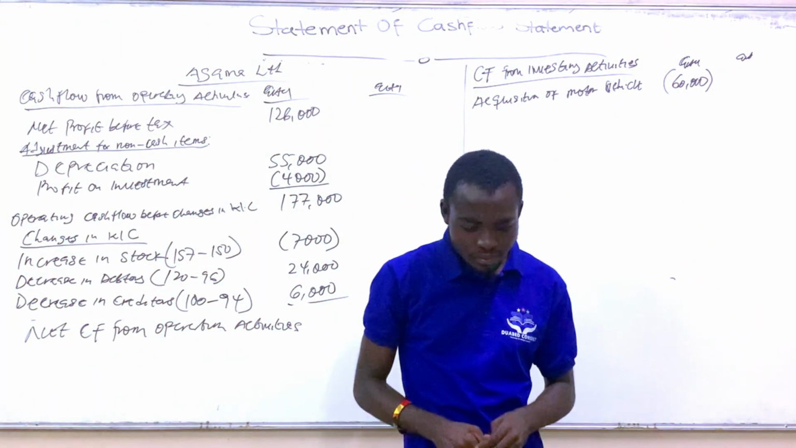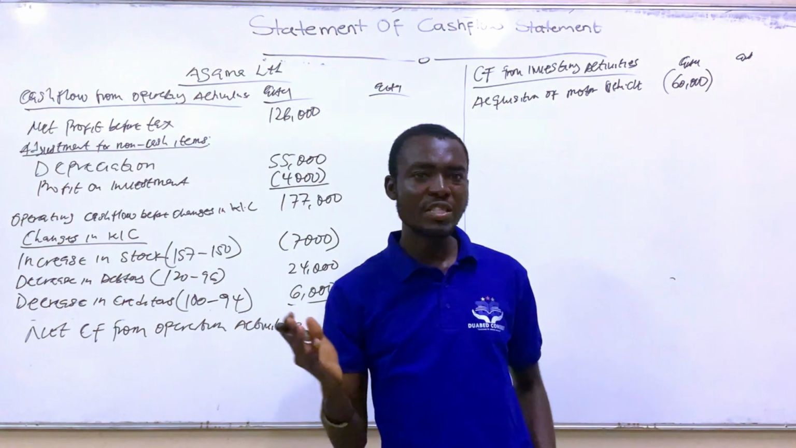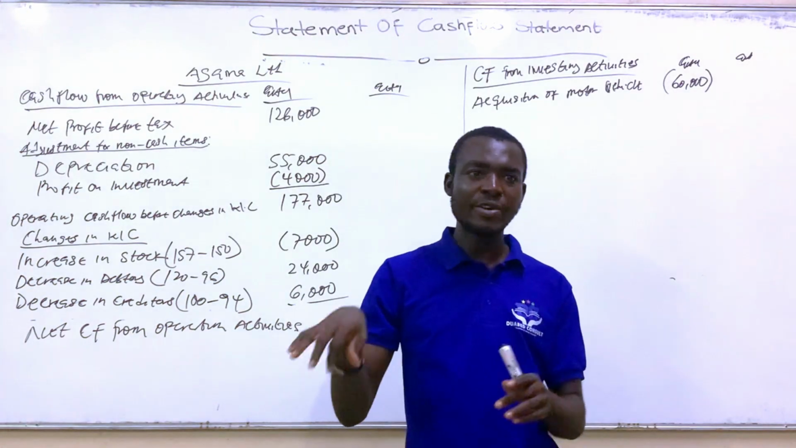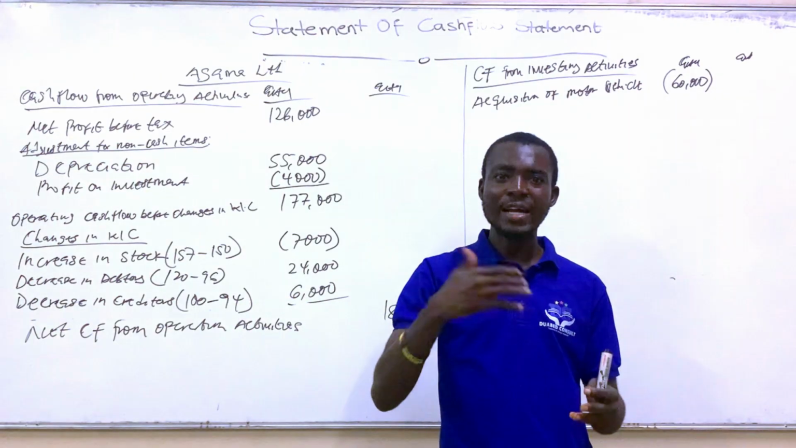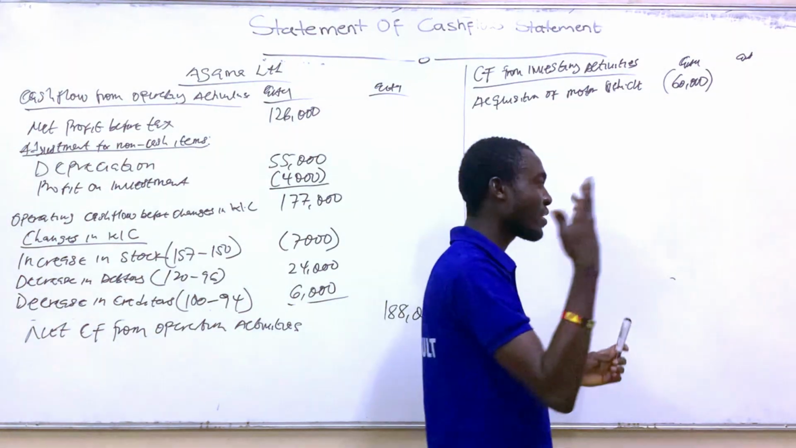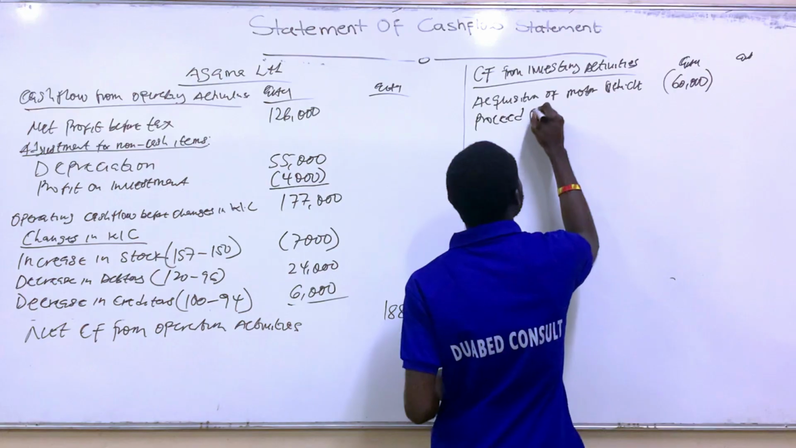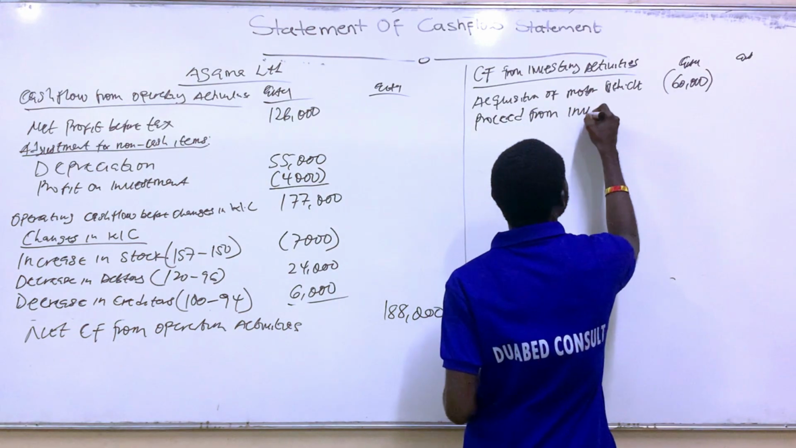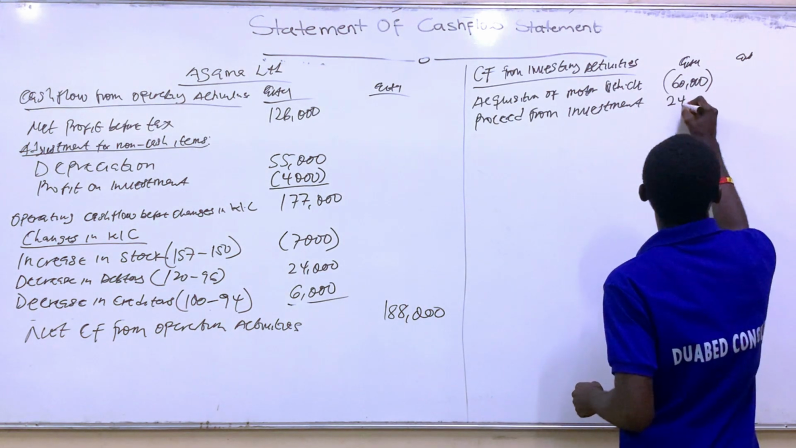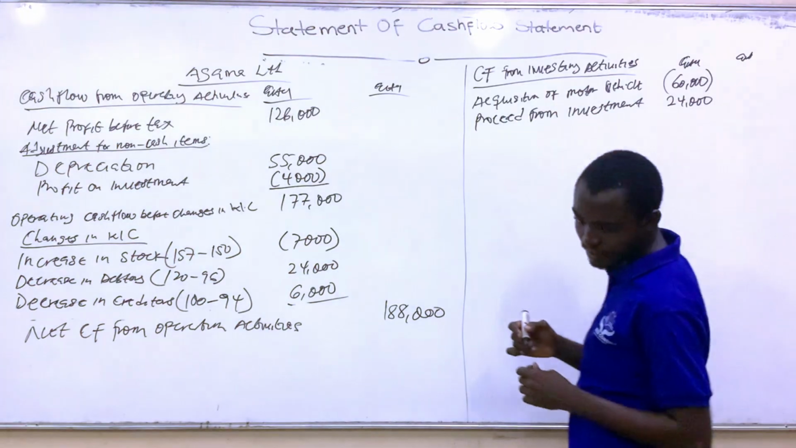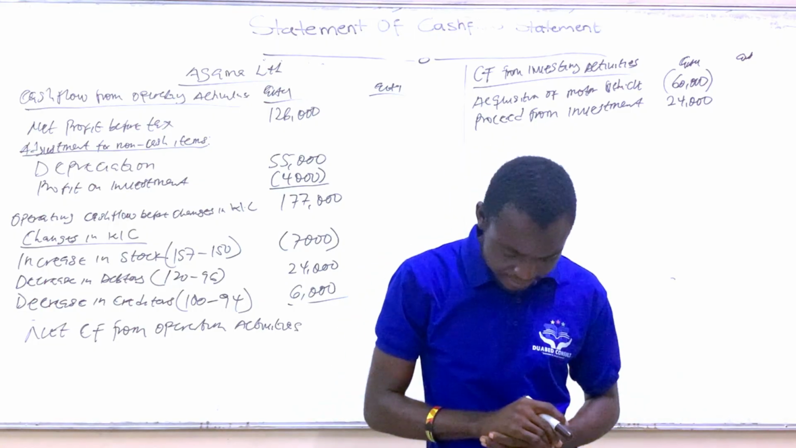And then there was an investment which cost 20,000, but you sold it for 24,000. So the 24,000 serves as proceeds from the investment, which means there will be a cash inflow of 24,000. Recognize that value. So, proceeds from investment, 24,000.